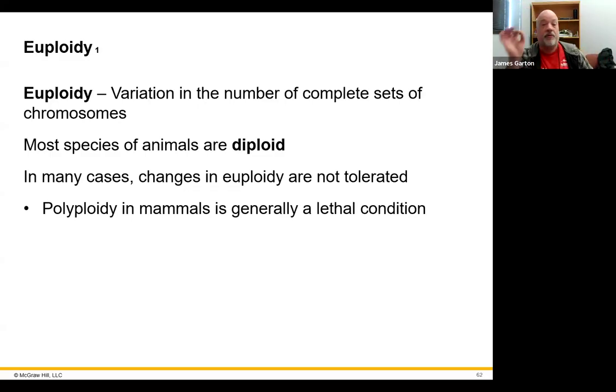Euploidy is variation in the number of complete sets of chromosomes. Most animals are diploid. They have two. In most animals, deviation from diploidy is not a good thing. And polyploidy in the mammalian family is generally lethal, although there are exceptions.